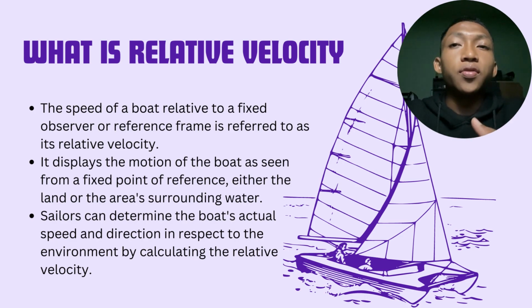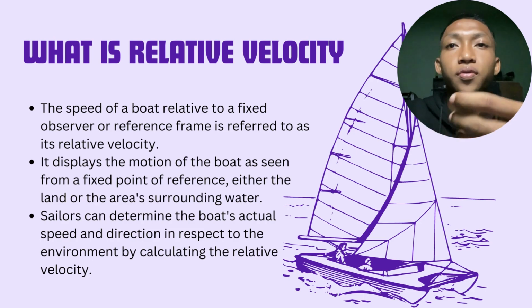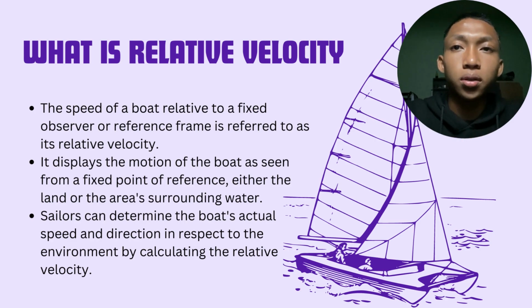What is relative velocity? The speed of a boat relative to a fixed observer or reference frame is referred to as its relative velocity. It displays the motion of the boat as seen from a fixed point or reference, either the land or the area surrounding the water. Sailors can determine the boat's actual speed and direction with respect to the environment by calculating the relative velocity.